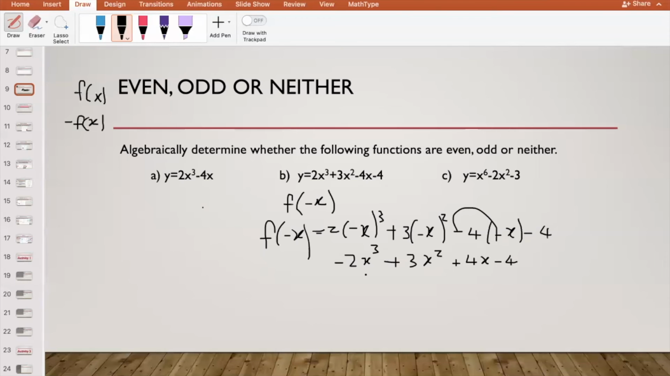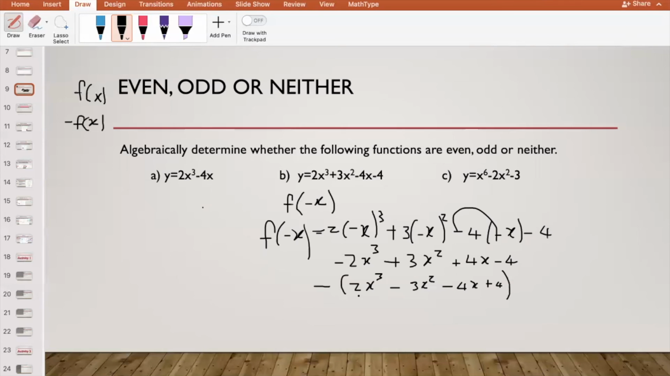Now looking at what I have, the first thing is, is it looking like the original? It's not, because this would be positive 2x cubed, and here I'm having minus, but this is positive 4x. So it's not even. Let's check if it's odd. To check if it's odd, I'm going to factor out the minus sign. And what is left is positive 2x cubed, minus 3x squared, minus 4x, plus 4.